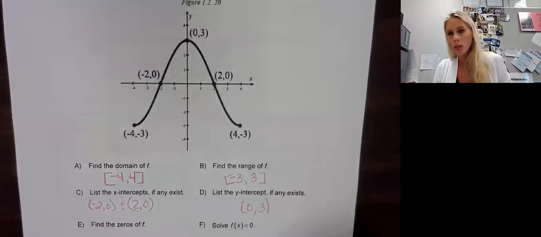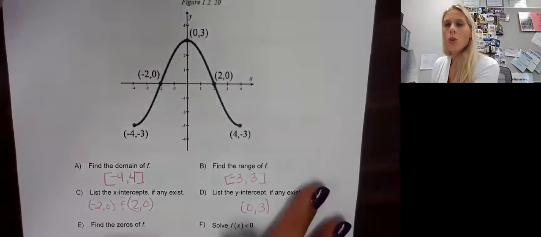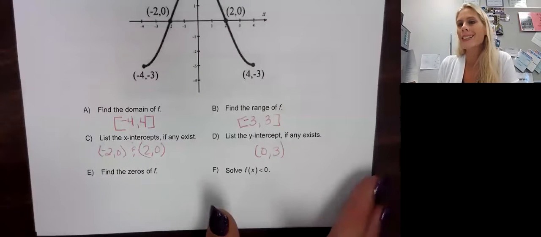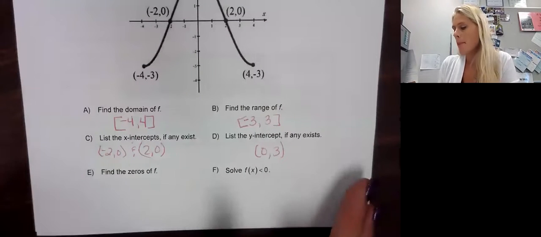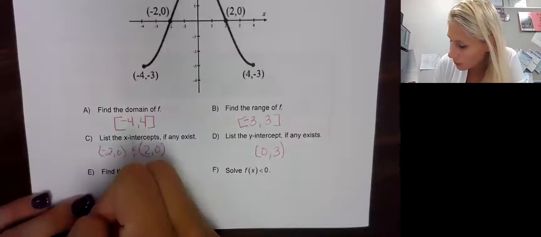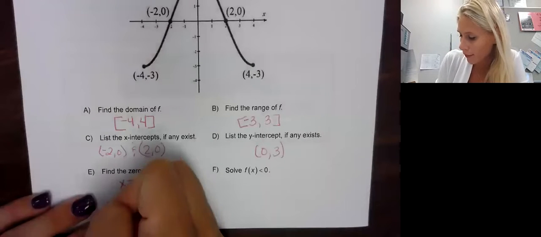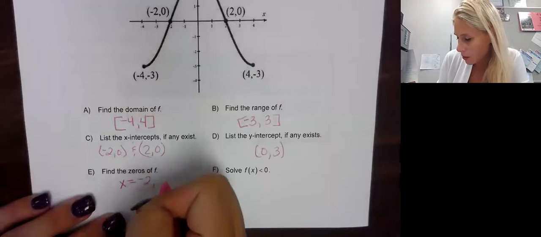Find the zeros. So the zeros, you only have to do the x value. You do not have to do a coordinate. A coordinate is the x-intercepts. But if you're just finding the zeros, it's what x makes it 0. So the zeros are -2 and 2.